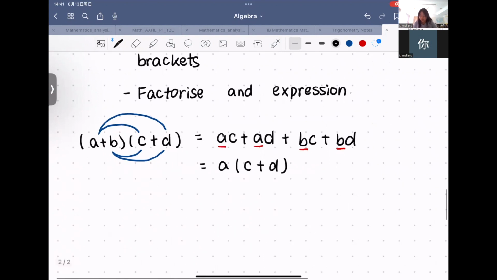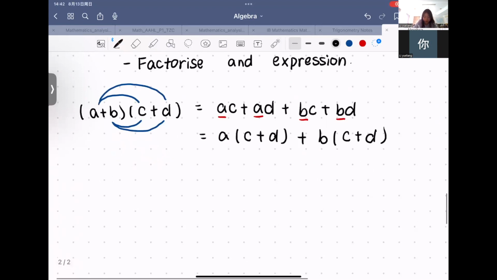And what we do here is bring out the common b. So what we have left in the bracket is going to be c plus d. So this is the proper expansion of a simple algebraic multiplication.